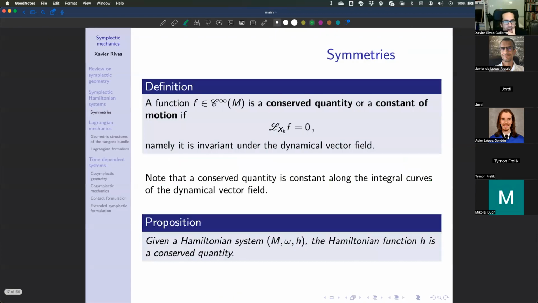So what will be a conserved quantity? A conserved quantity will be something which is conserved along the solutions, I mean, along the integral curves of the Hamiltonian vector field, so satisfying this thing here. A first comment: of course, the Hamiltonian function H is a conserved quantity. The Hamiltonian is closely related to the energy. The energy is conserved if the Hamiltonian does not depend explicitly on time and this kind of thing.